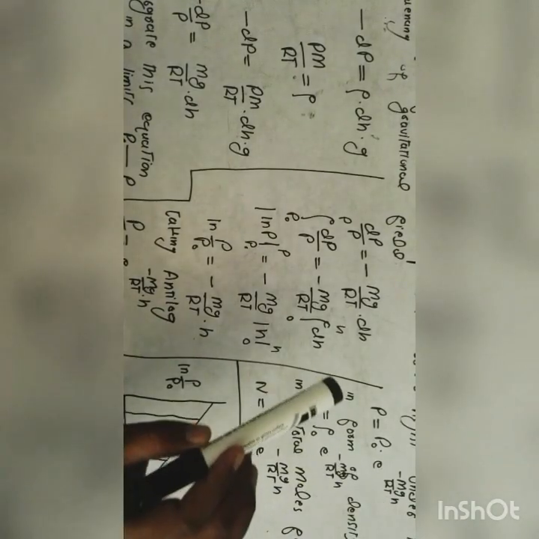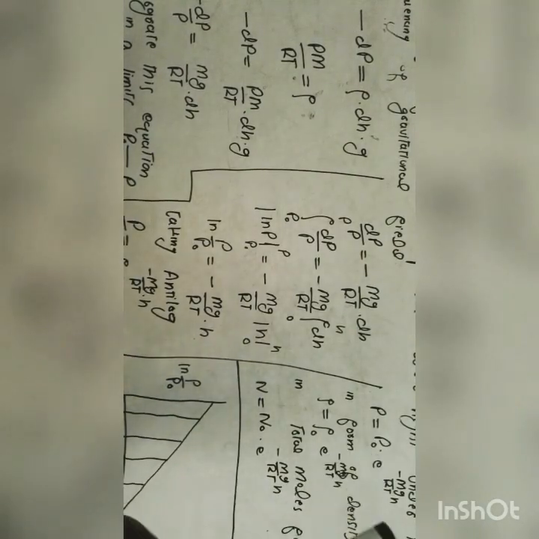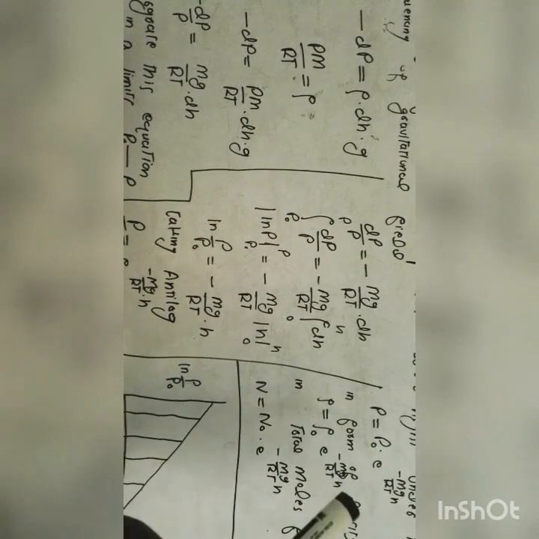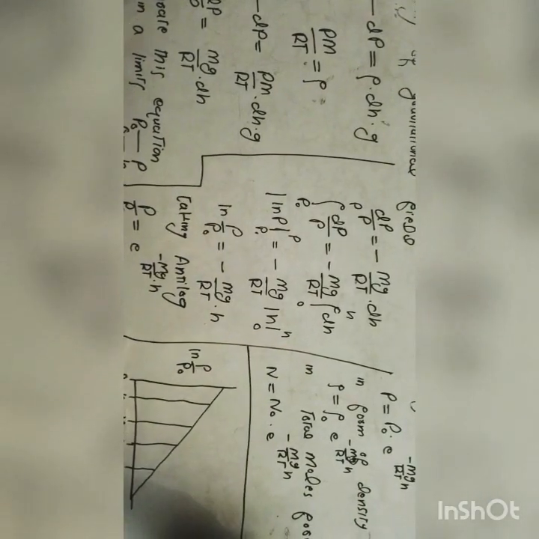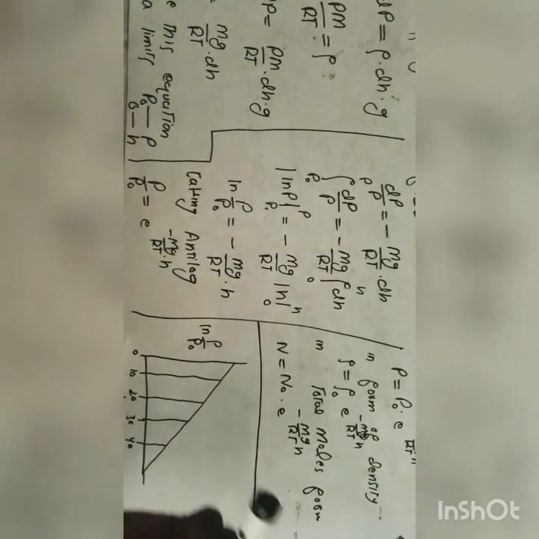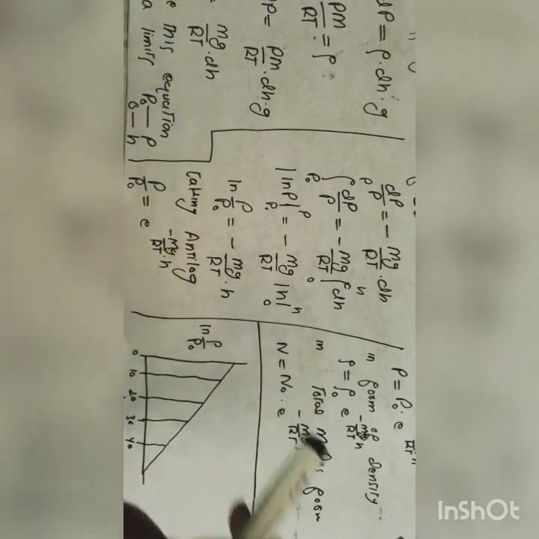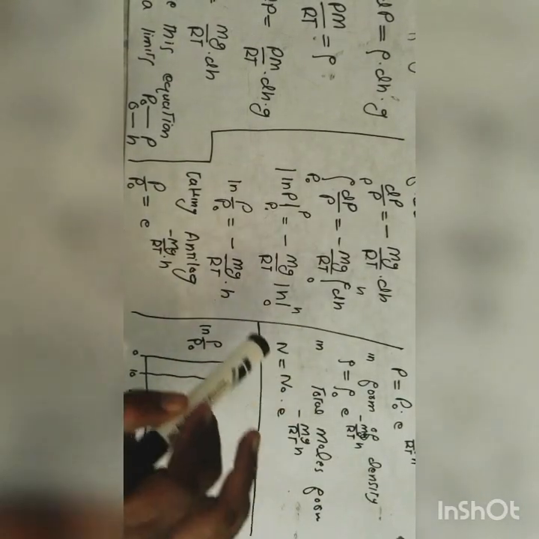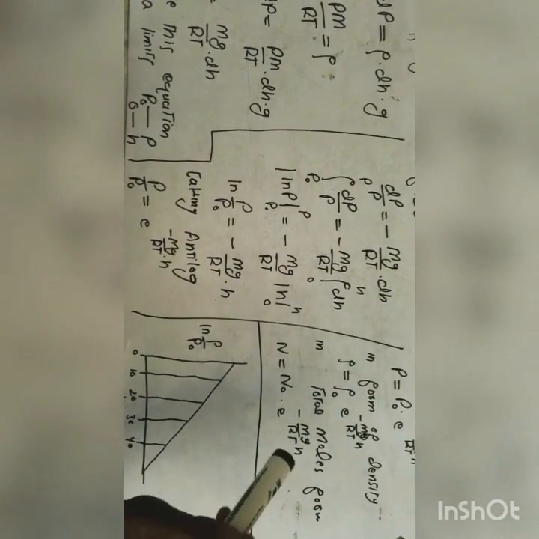In the form of density, this equation can be written as rho equal to rho naught e raised to the power minus M g over RT into H. In terms of the total mass or moles of the gas, we know that the moles of the gas equal mass over molar mass. So now we write this equation in terms of the gas: N equals N naught e raised to the power minus M g over RT into H. This is the H, not N.